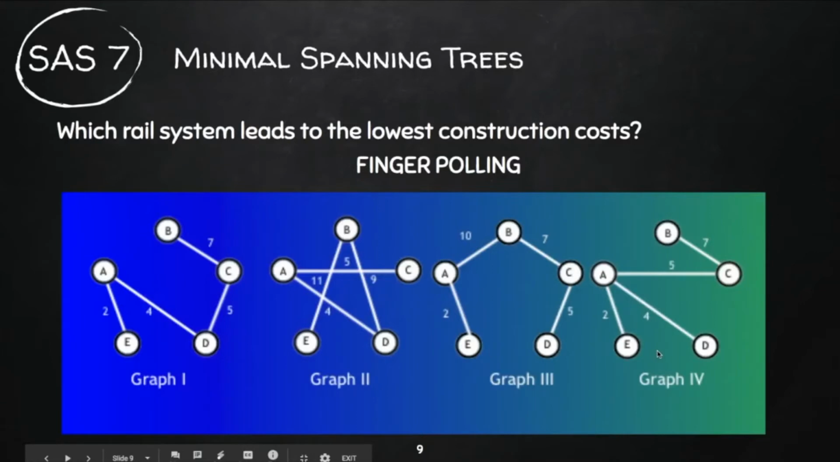All right. Which rail system leads to the lowest construction costs? All you got to do is find out which one costs the least. They say they're the same, but they are the same. Look at that.